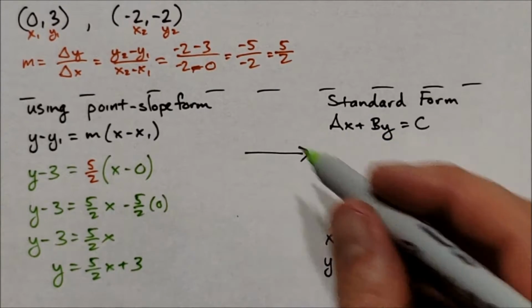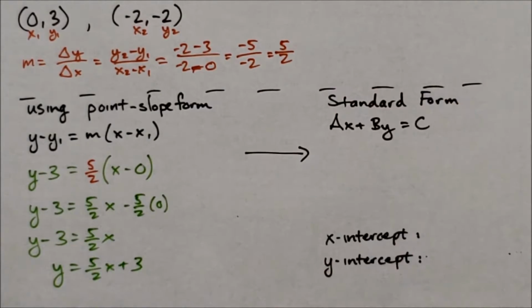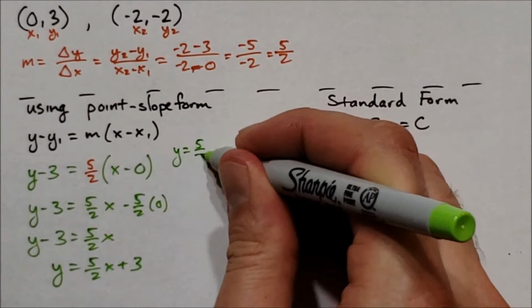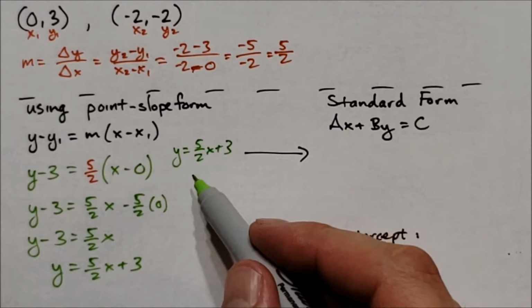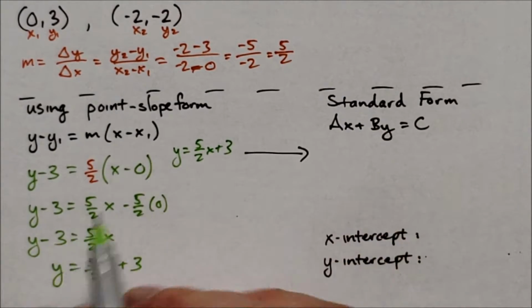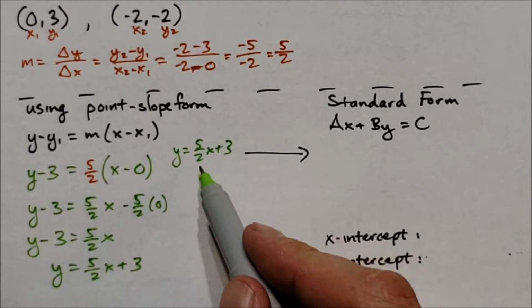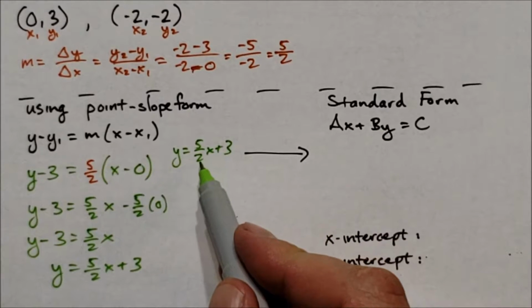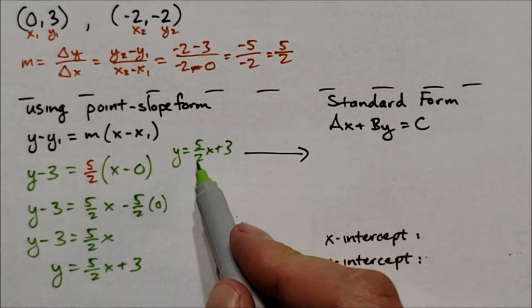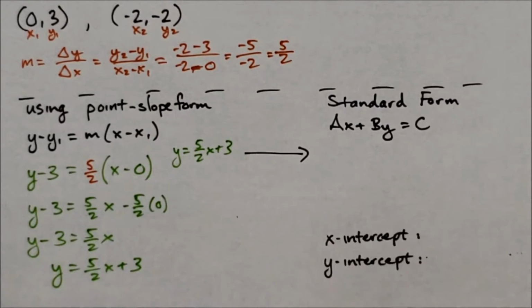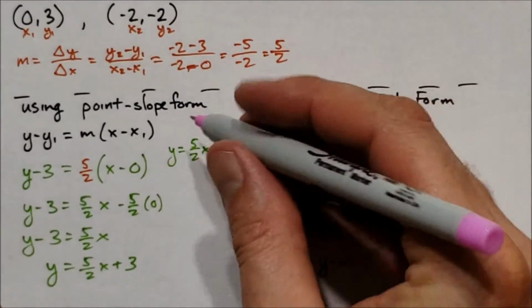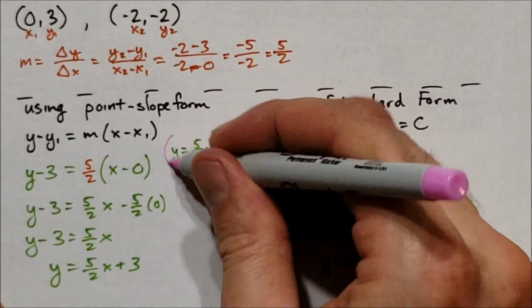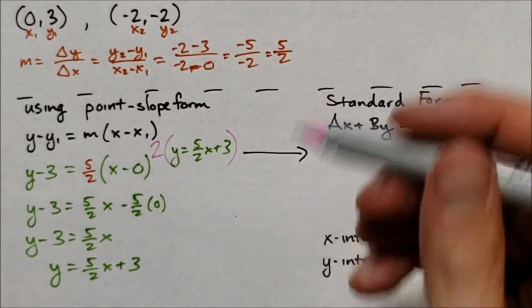Converting this to standard form, we have our y equals 5/2 x plus 3. We need to do two things. One, clear out all of the fractions. We've got a fraction here. In the standard form, there are no fractions. A and B are going to be integers. No room for fractions. To clear out the fractions, we're going to multiply everything by 2, our common denominator. So this whole thing gets multiplied by 2.